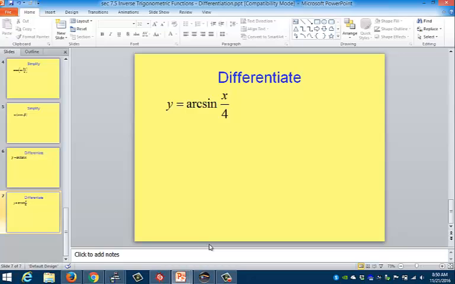Y equals the arc sine of x over 4. Oh, I wish I still had that formula sheet up. Should I give you the formula? Sure, why not? We could prove and derive the formulas, but I feel like one's enough for this class.